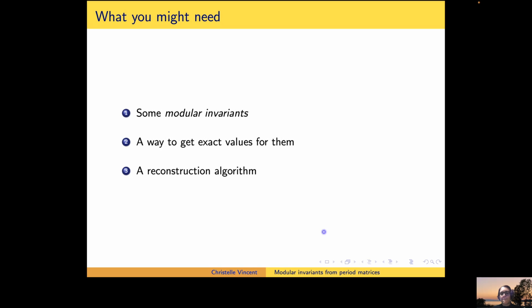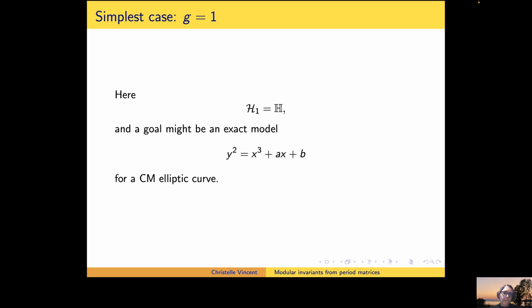So this is at once oddly specific and vague. So let me give you an example so that I can be very precise about what I have in mind. So let's get back to the g equal to 1 case, the dimension 1 case. Like I talked about, in that case the Siegel upper half space is just the complex upper half plane. And so the goal you might have in mind in this setting, right?